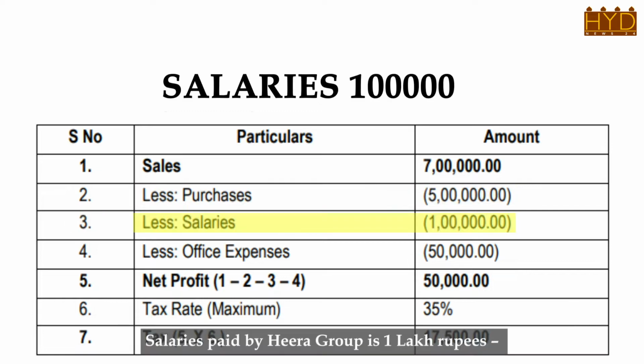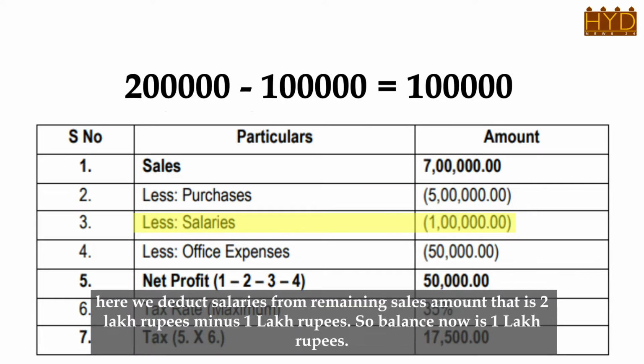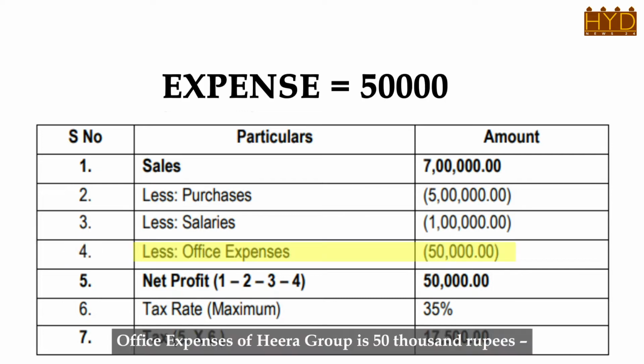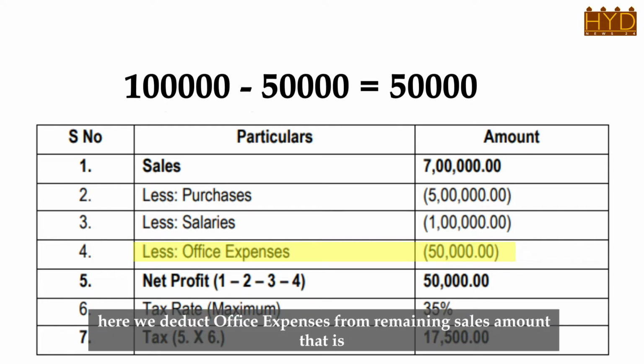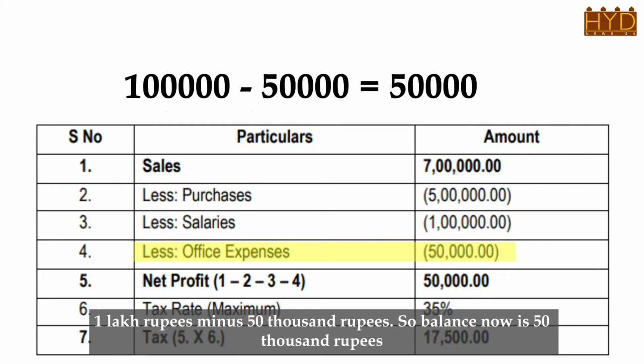3. Salaries paid by Heera Group is 1 lakh rupees. Here we deduct salaries from remaining sales amount, that is 2 lakh rupees minus 1 lakh rupees. So balance now is 1 lakh rupees. 4. Office expenses of Heera Group is 50,000 rupees. Here we deduct office expenses from remaining sales amount, that is 1 lakh rupees minus 50,000 rupees. So balance now is 50,000 rupees.